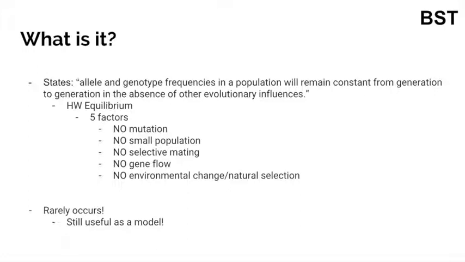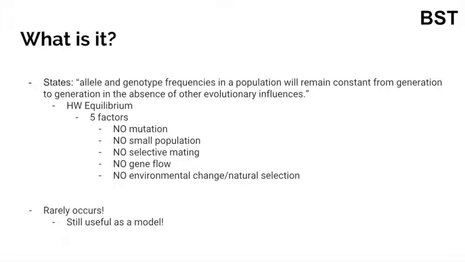So, what is Hardy-Weinberg? It states that allele and genotype frequencies in a population will remain constant from generation to generation in the absence of other evolutionary influences. What this basically means is that the population can't evolve, it can't change. This is called Hardy-Weinberg equilibrium, and there are 5 factors that you need for this to happen.